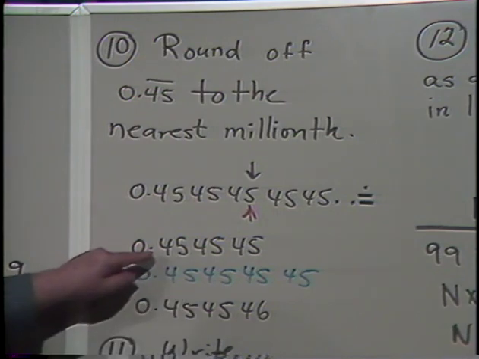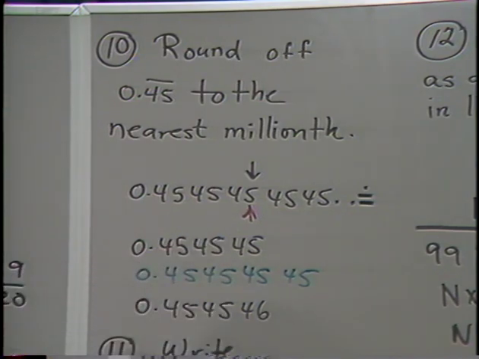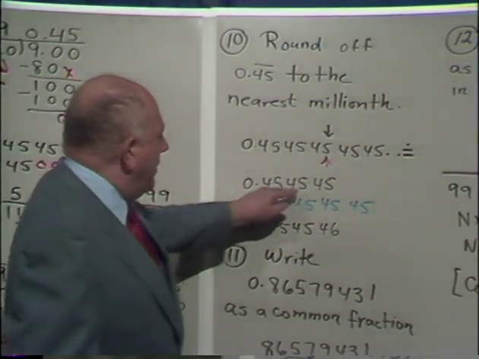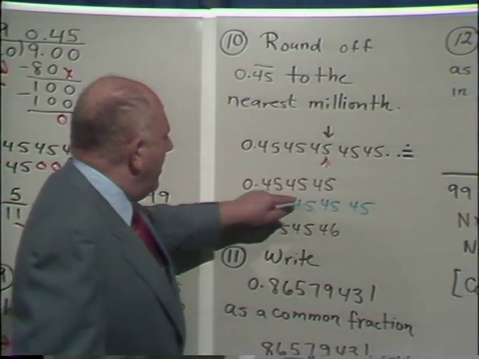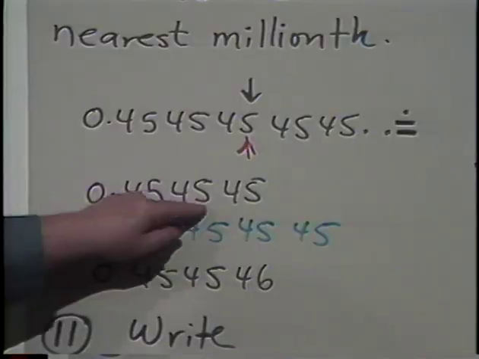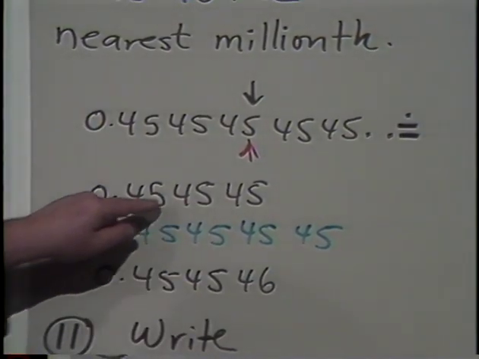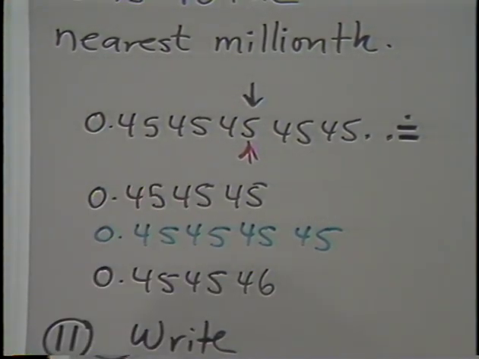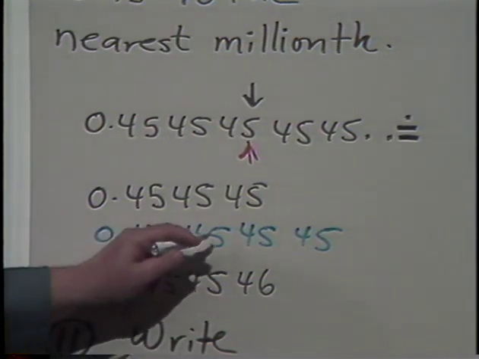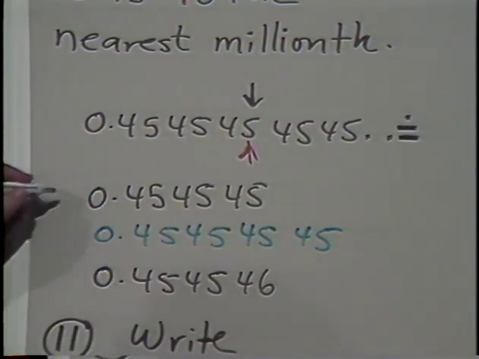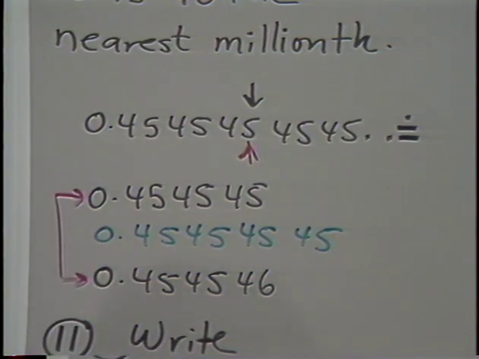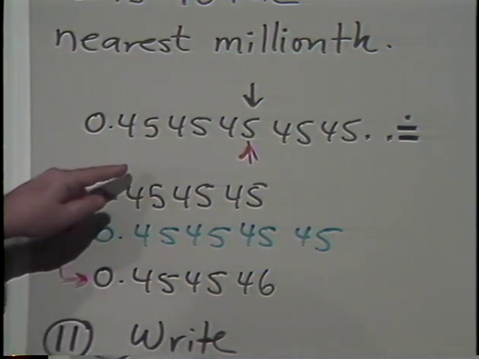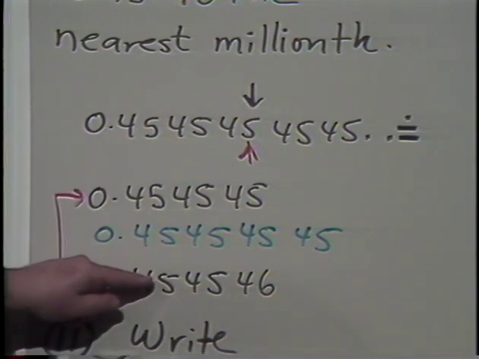0.454545 endlessly is 0.454545. By the way, what would the next millionth be after 0.454545? See, after 454,545 comes 454,546. So 0.45454545 endlessly is caught where? It's caught between these two numbers, both of which, by the way, happen to be easy to write as common fractions.